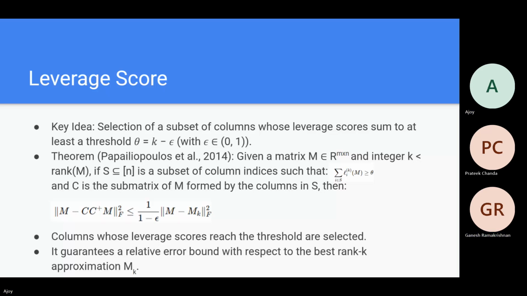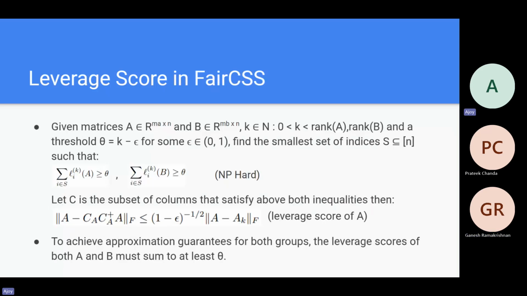Next, now about the fair case problem. There will be two leverage scores, for both matrices A and B, and both should be greater than the given threshold theta. Here we take the sum of both. That's why we have 1 minus epsilon by two each, such that when we sum it comes to 1 minus epsilon. We take the sum, and it should be at least theta, crossing the threshold.